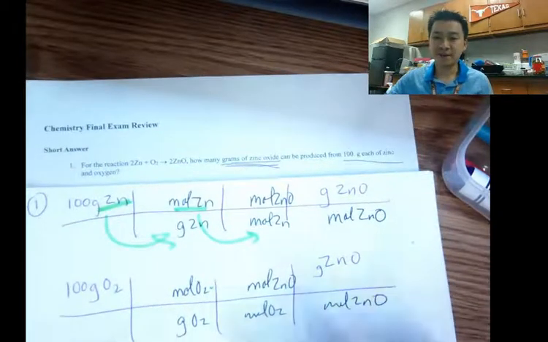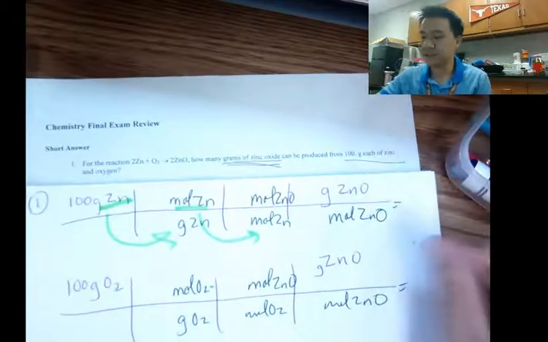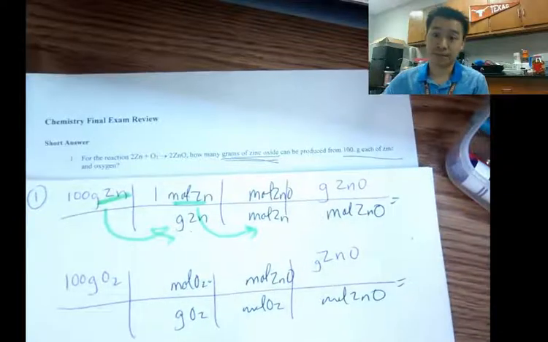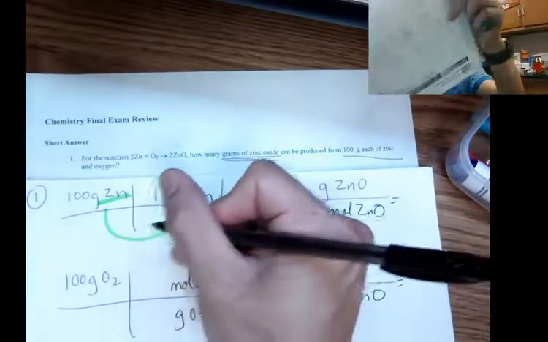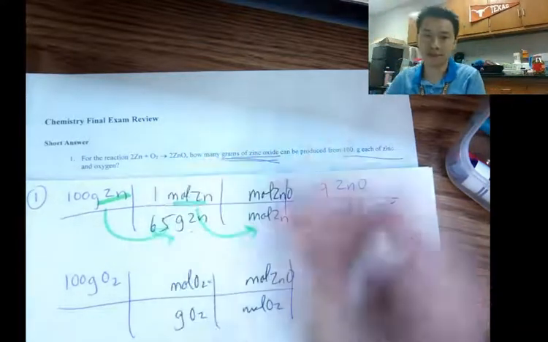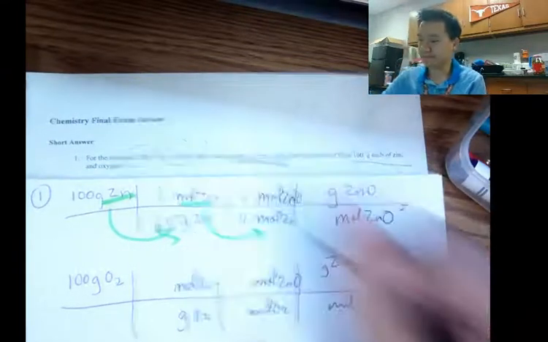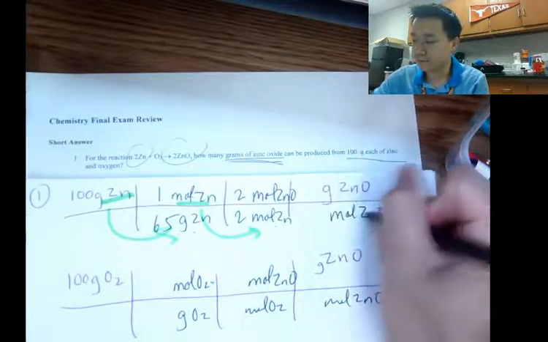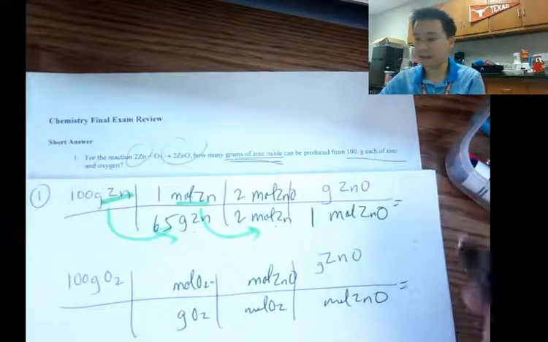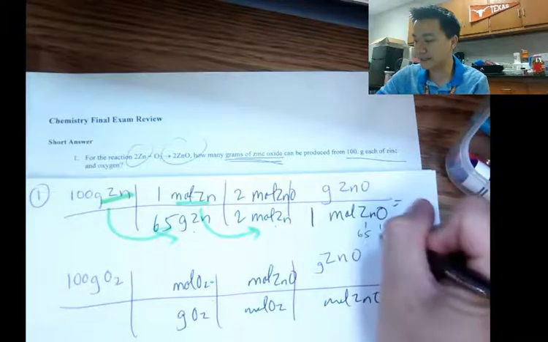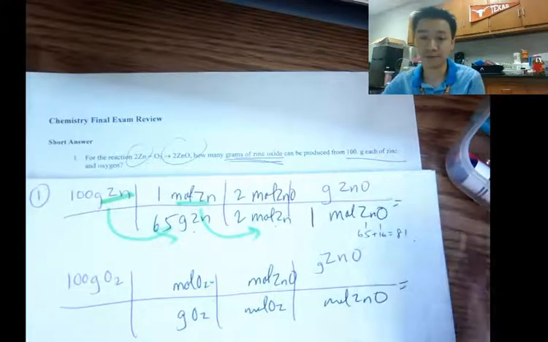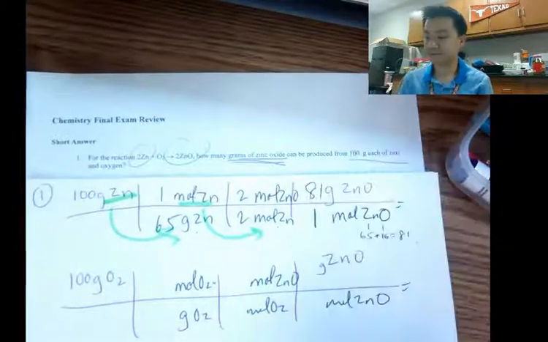Okay, now filling in the numbers, it's fairly easy. Mole and gram, always 1 mole. Where do I get the grams? Periodic table. Zinc is 65 grams. It's the mass right below the symbol. Mole and mole, look at the equation. 2Zn, 2ZnO, 2 to 2. ZnO, mole and gram, 1 mole. Zn is 65, O is 16, that's 81 total. You add them up together. So that's 81 grams.